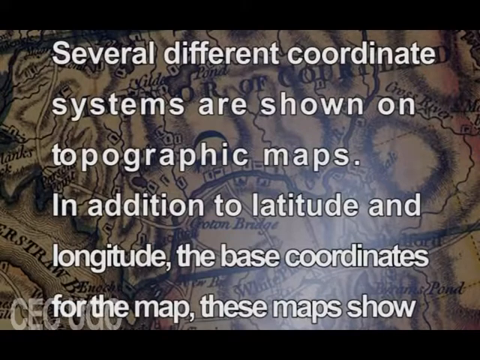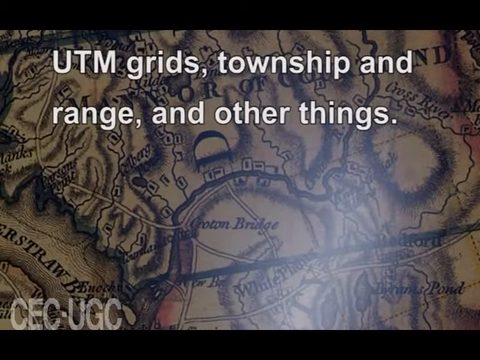Topographic maps also use standardized cartographic conventions to represent additional features, such as using colors like blue for water, green for forest, etc. Several different coordinate systems are shown on topographic maps. In addition to latitude and longitude, the base coordinates for the map, these maps show UTM grids, townships, and range, among other things.